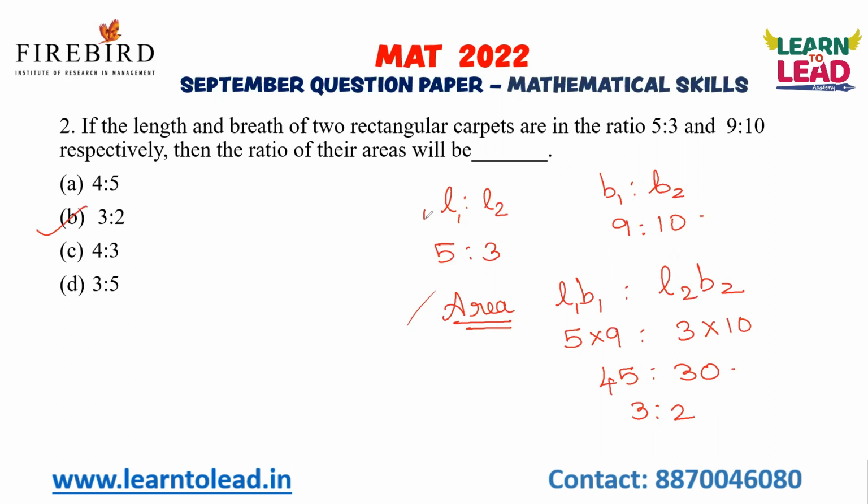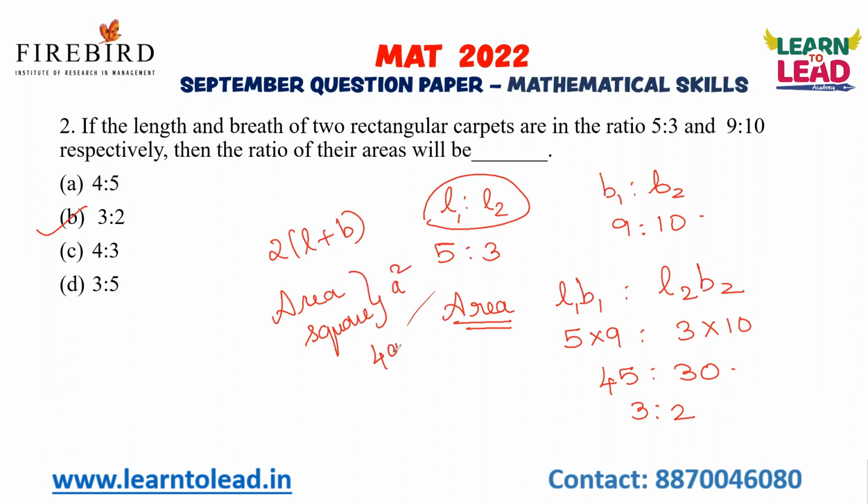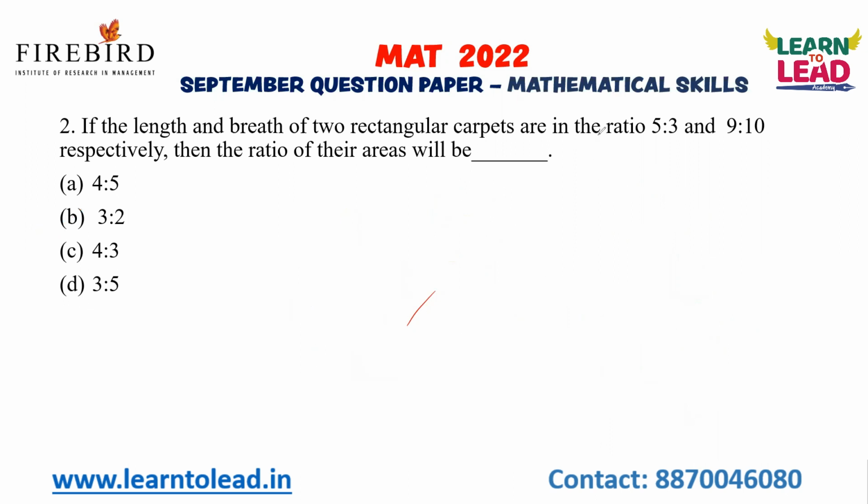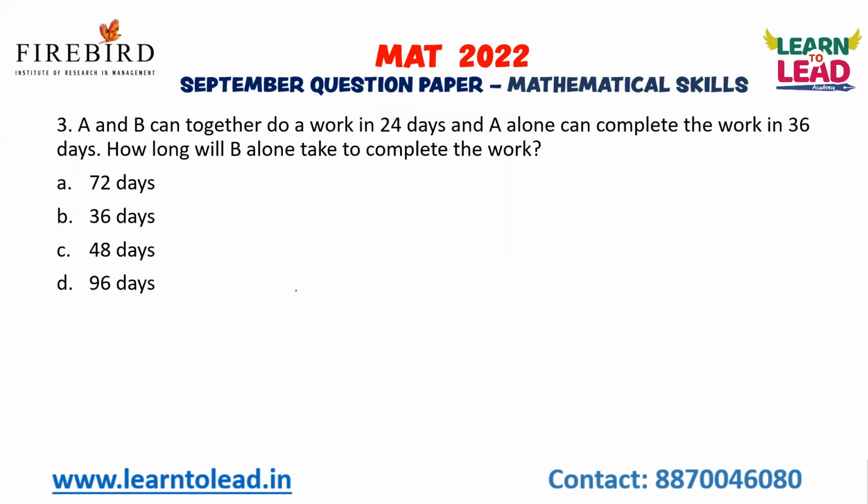So you should know the area of a rectangle is L into B and its perimeter is 2 into L plus B. And when it comes to a square, the area is A square and its perimeter is nothing but 4A. Okay, do you understand? So these are the basic concepts and basic formulas you should know. Now we'll move on to the next question.